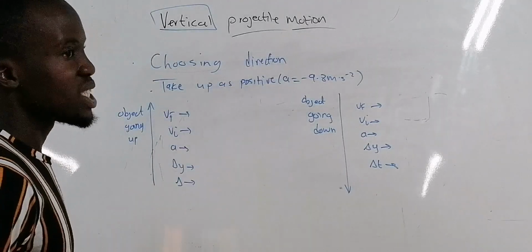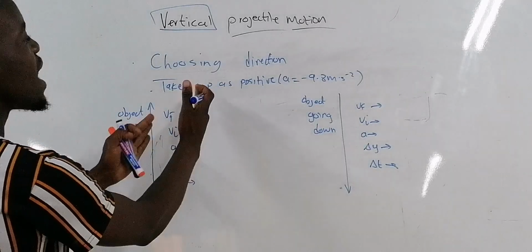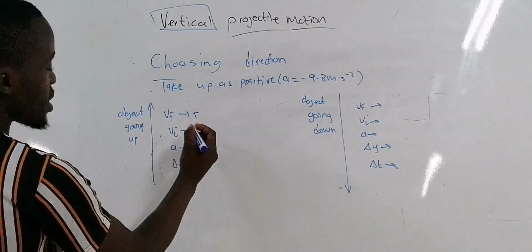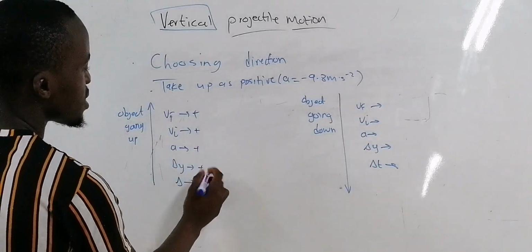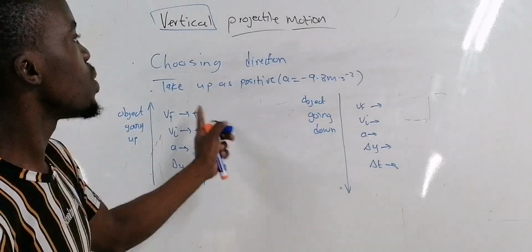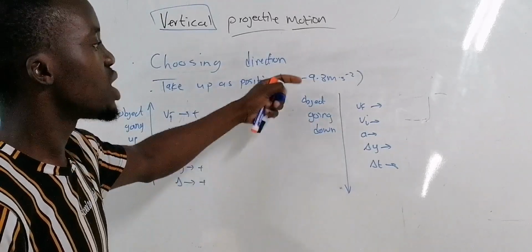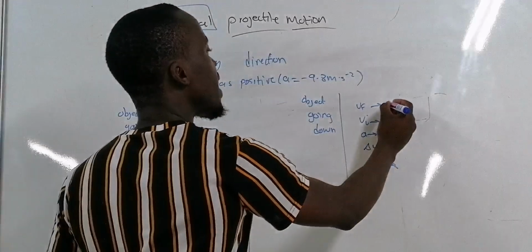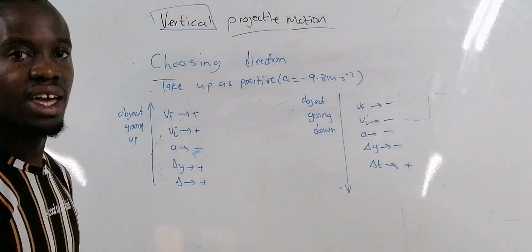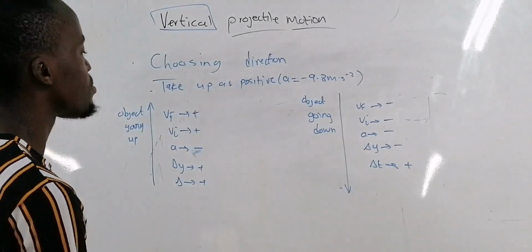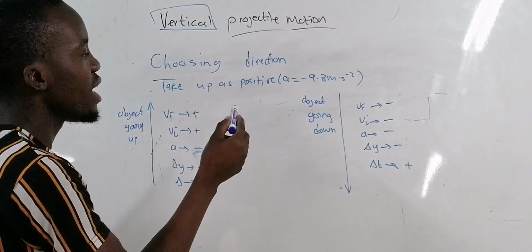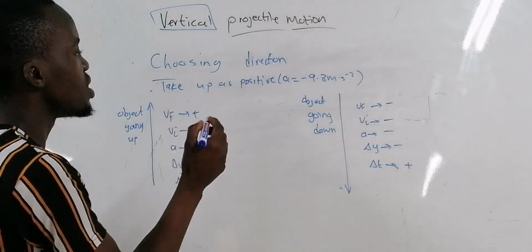Now, if we took up as positive and the object is going up, everything becomes positive except the acceleration. But if we took up as positive and the object is going down, everything becomes negative except the time, because we cannot have negative 5 seconds or negative 5 minutes. Now, let's come back to this one. You'll understand what I'm going to do here when we interpret the diagrams.